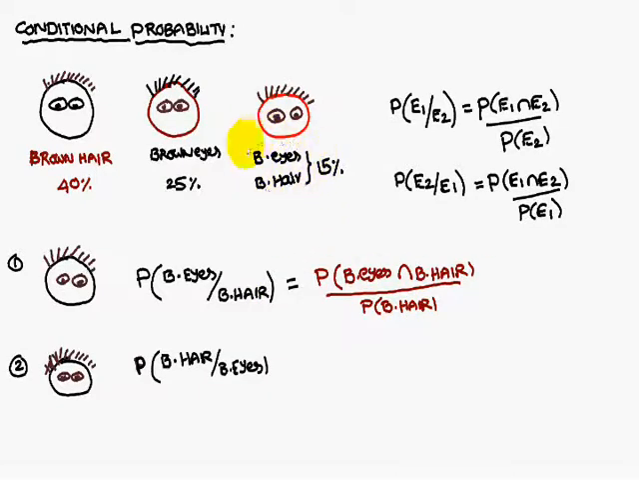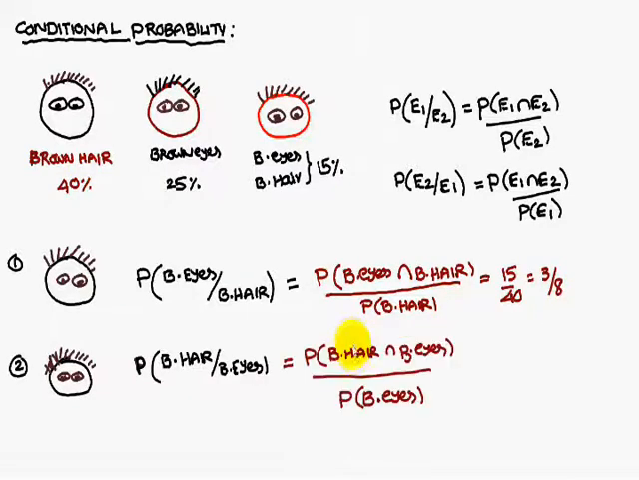The probability of both eyes and hair is 15%. Therefore 15% by brown hair, which is 40. 15 by 40 is 3 by 8. Similarly, both is 15%, probability of the eyes is 25%. Therefore 15 by 25, and you will get 3 by 5. So this is the concept of conditional probability.